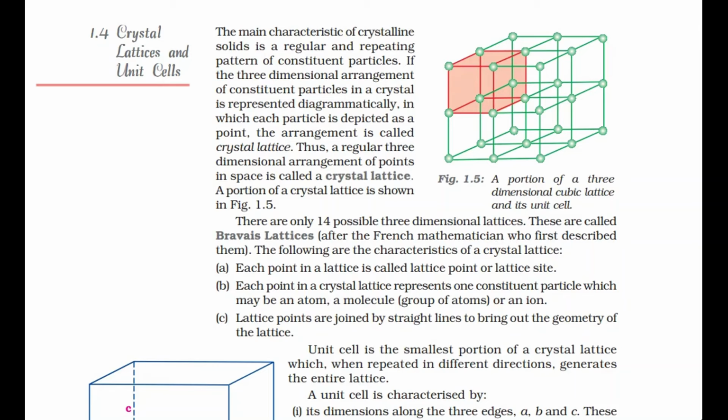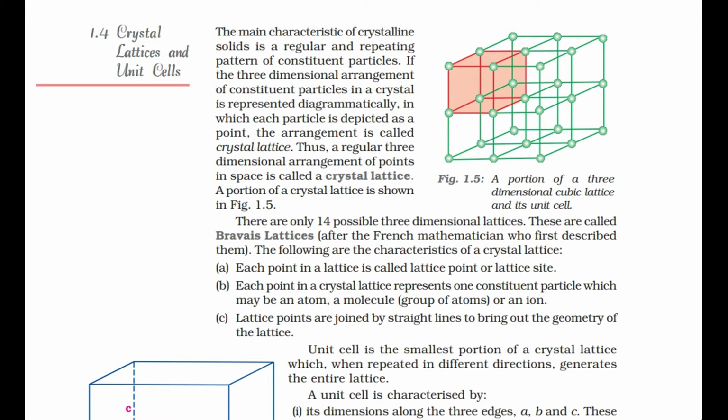In this video, I have already covered till classification of solids. Now moving towards crystal lattices and unit cells. The main characteristic of crystalline solids is a regular and repeating pattern of constituent particles.